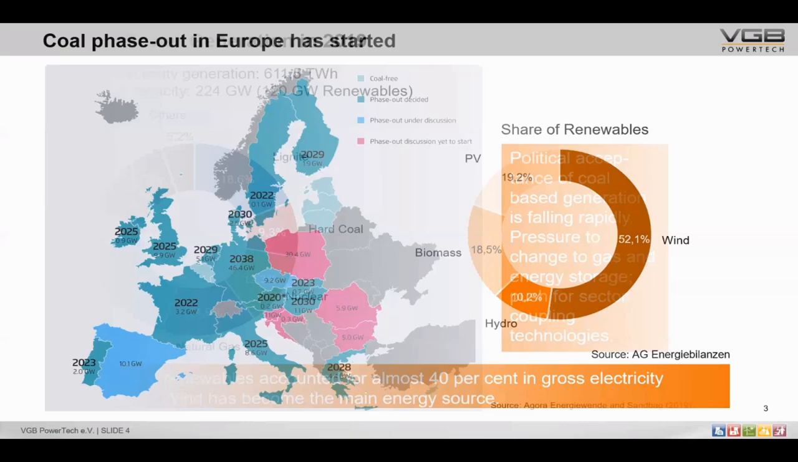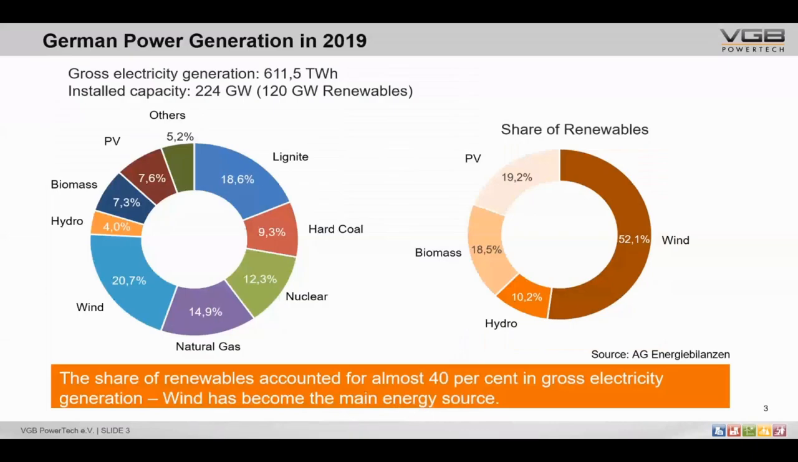Looking to the conventional and fossil sources, we have here our indigenous fuel lignite. We have imported hard coal and natural gas, and they all together account for almost 43%, but on a very declining path. So especially hard coal has been seen declining over the past years in a very extreme way. And as I said, the nuclear portion here, 12%, this will be phased out within the next 2 years.